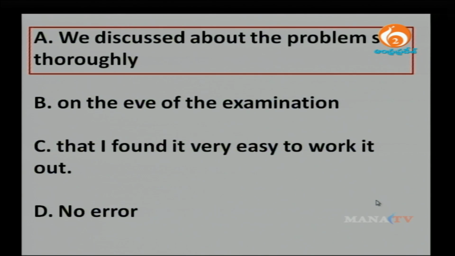In this case, the error lies on the first one. We discussed about the problem so thoroughly on the eve of the examination that I found it very easy to work it out. Now, where exactly is the error here? We discussed about the problem thoroughly. We don't need so thoroughly. So, the so is not needed. It's a redundant word. That's why that's the correct answer. Stem A is where the error is.